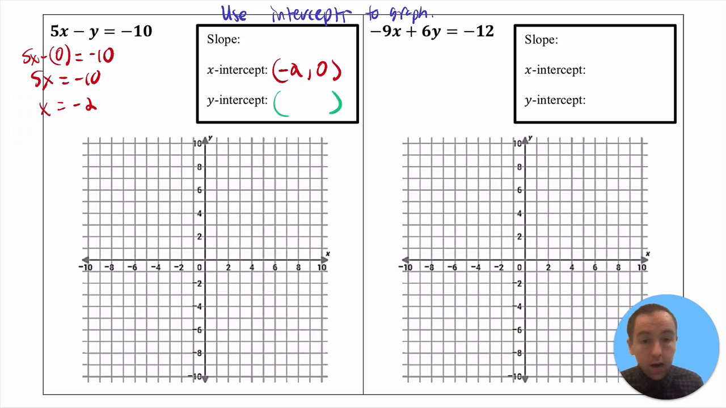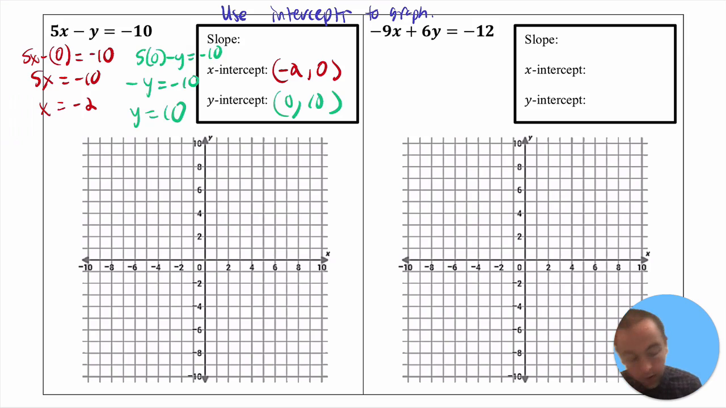And then because any y-intercept for a particular line is going to have a 0 for its x-coordinate, you can substitute 0 in for x and then solve for y. So you end up getting negative y equals negative 10, so y equals 10. So then you know that indeed the y-intercept would be at 10. So if you plot the x-intercept right there and the y-intercept right there, you get 2 points, and that gives you a pretty decent sketch of the line.